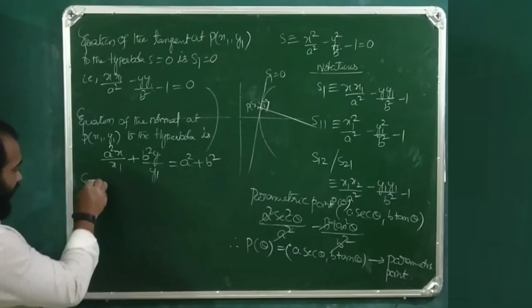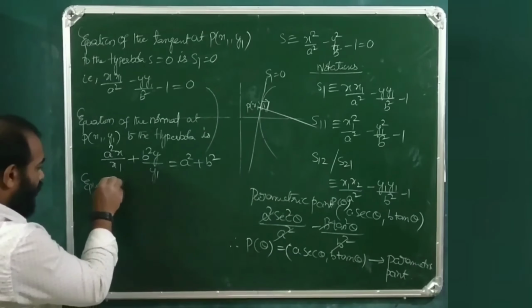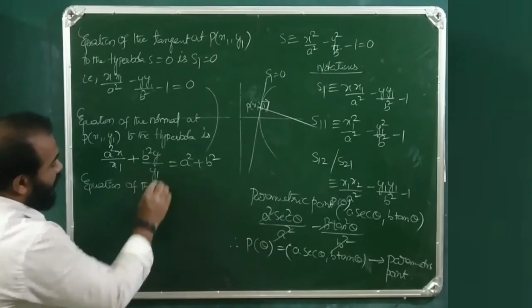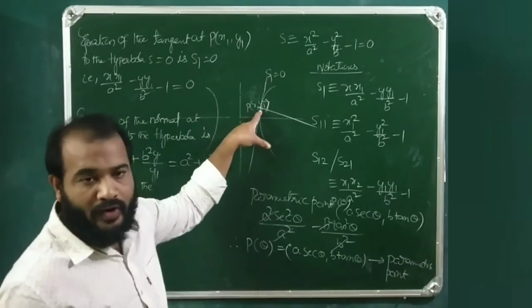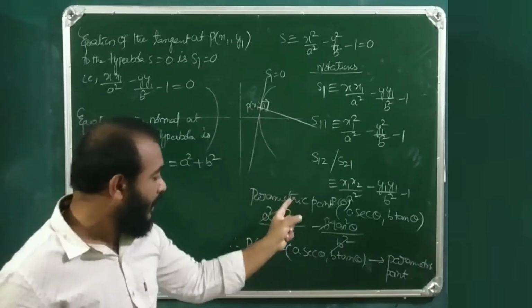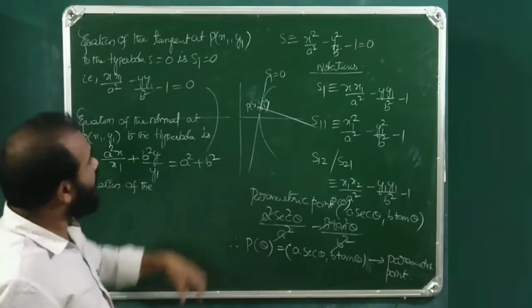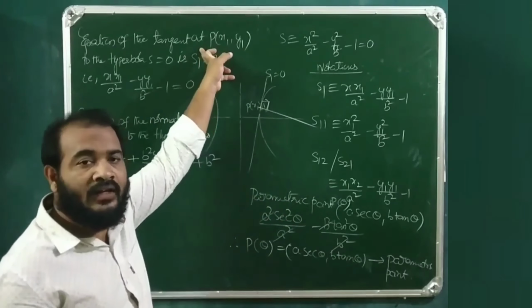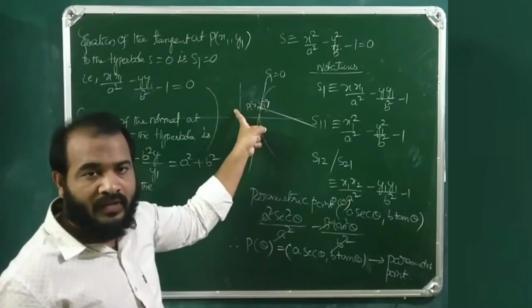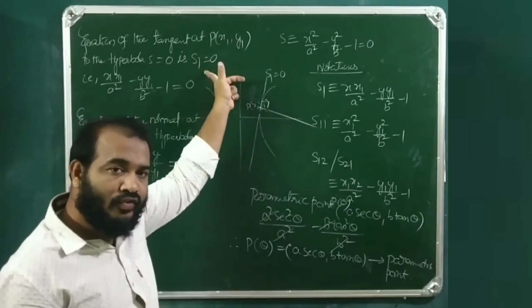These two are at the Cartesian point P(x1, y1). At the parametric point, what is the equation of the tangent and normal? Let us see this.